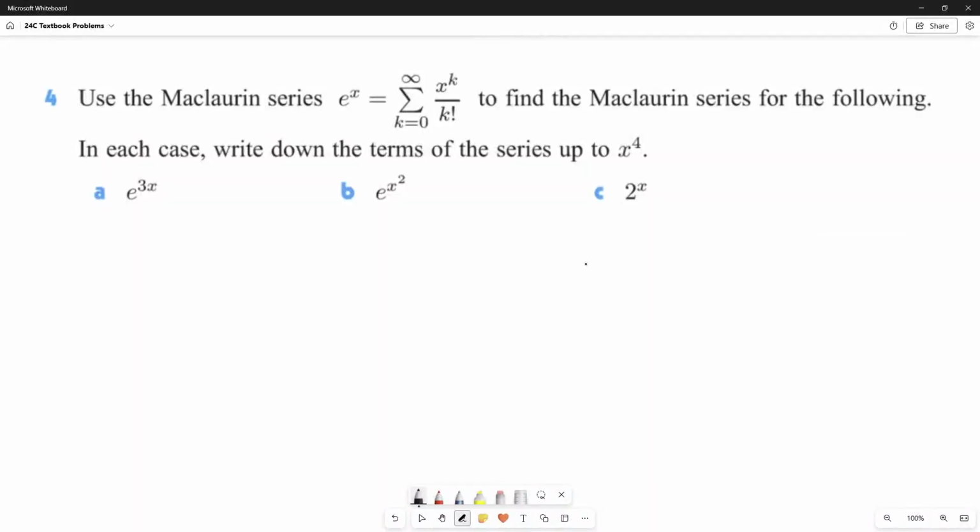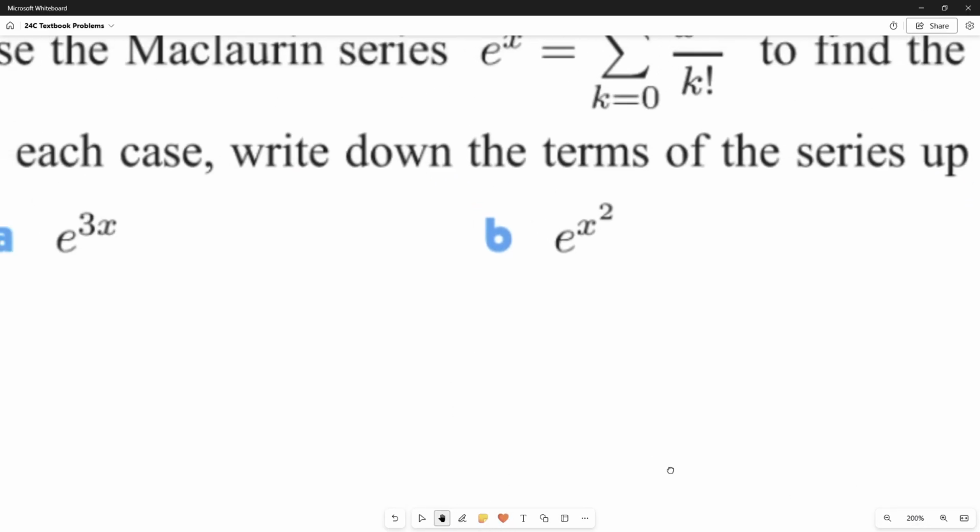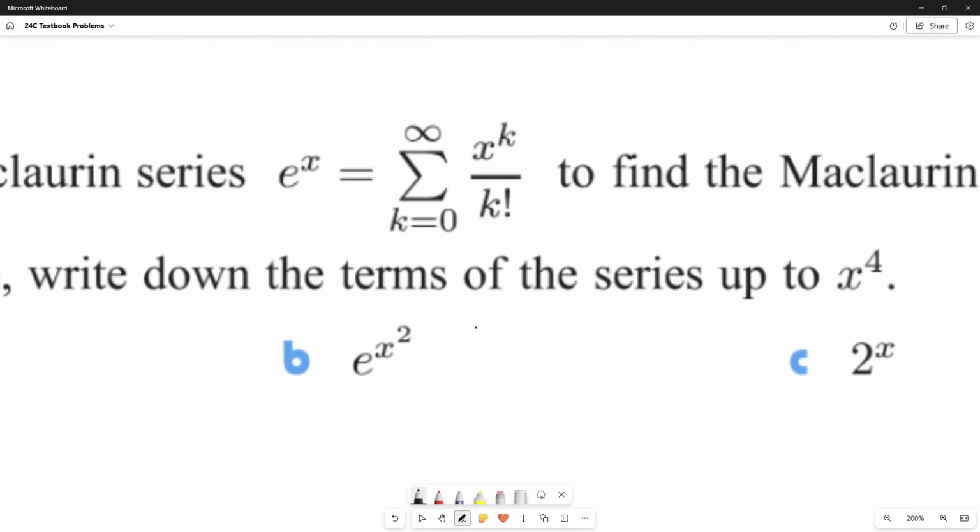And now let's find the Maclaurin series for both in sigma notation. So for part A, you replace x with 3x. So this becomes 3x to the k, or x to the k times 3 to the k. That's the answer for part A. And for part B, replace x with x squared. So this becomes x squared to the k, or x to the 2k. And then all this becomes your answer for part B.